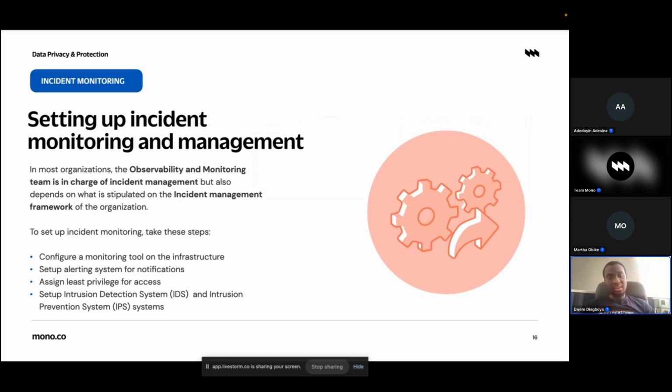If not, it's going to be an existing process that is not attached to an individual or a system that ensures that it runs efficiently. So what are the steps you need to take to set up incident monitoring?